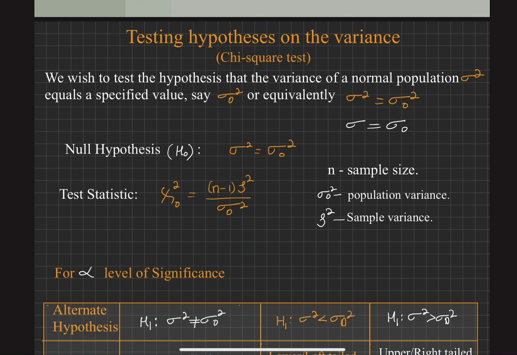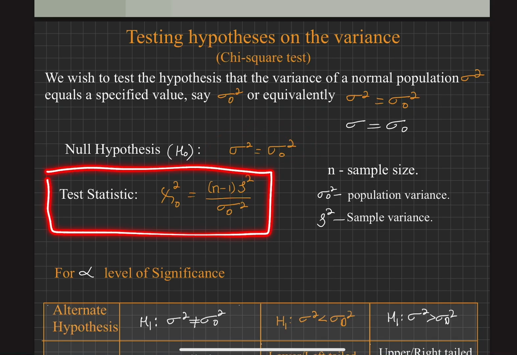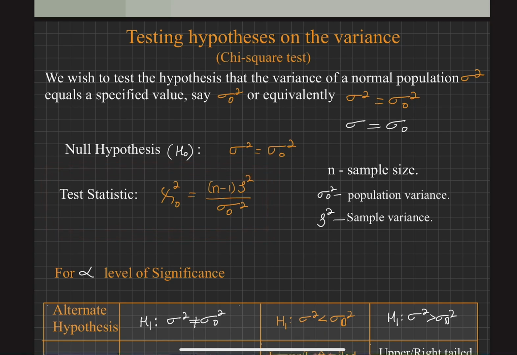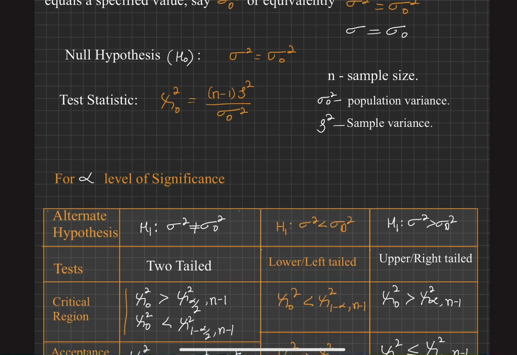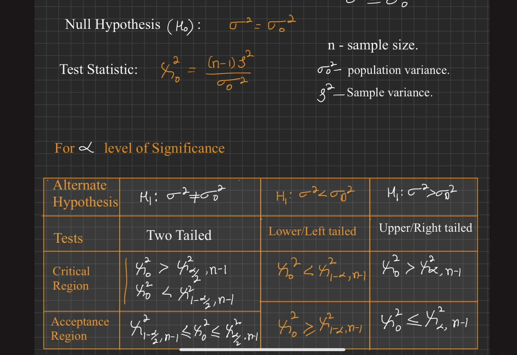So in this case, we usually go with the null hypothesis as sigma square is equal to sigma naught square, and the test statistic here we calculate it as chi naught square is equal to n minus 1 into s square by sigma naught square. Here n is the sample size, sigma naught square is the population variance, and s square is the sample variance. For alpha level of significance, we can have three possible cases of alternate hypothesis.